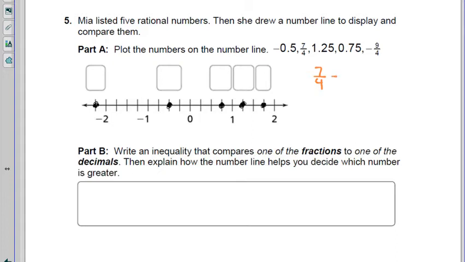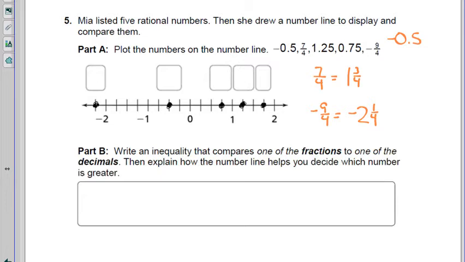7/4, I need to make that into a mixed number. That's 1 3/4. And a negative 9/4, well, 4 goes into 9 twice, a negative 2 with 1/4 left over. So those particular ones I want to make sure I write so I can see where they are on the number line.